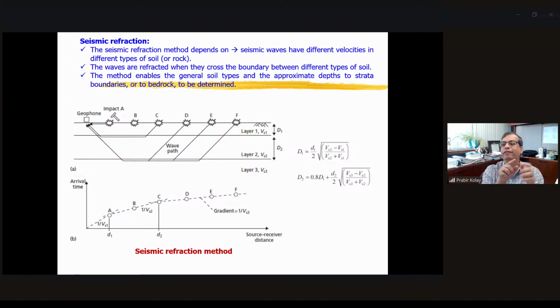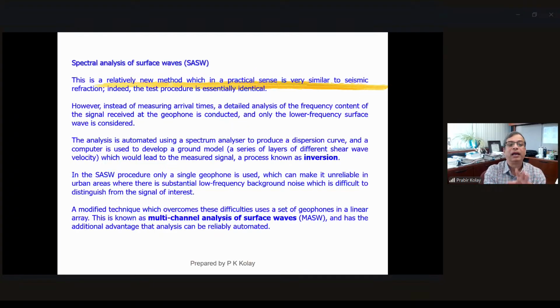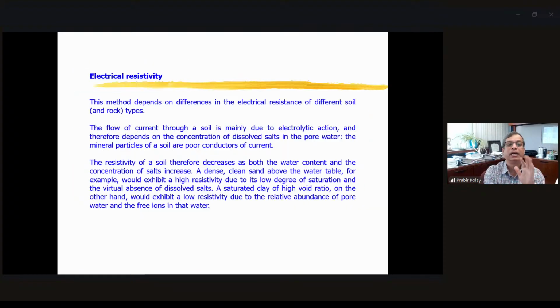Obviously, if the soil is very strong, the wave can propagate quickly, right? Spectral analysis of surface waves is the same thing. Again, you use multi-channel analysis for the shear waves. I'm not going to go into detail.